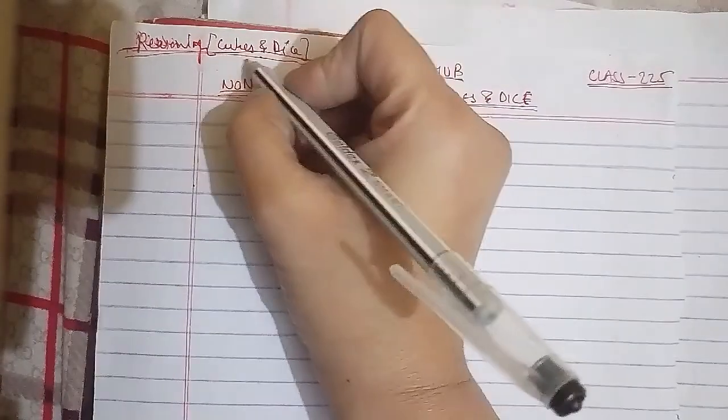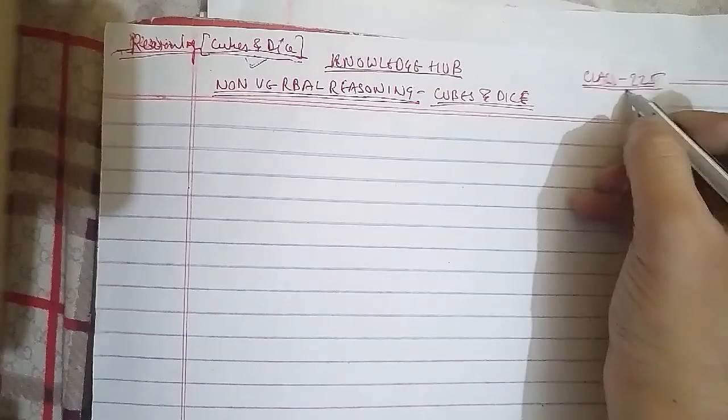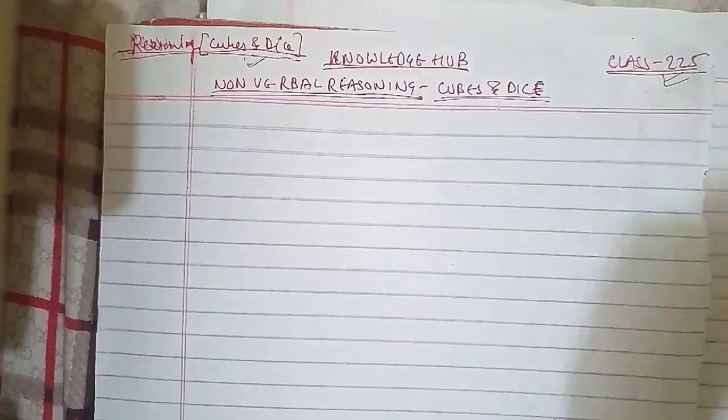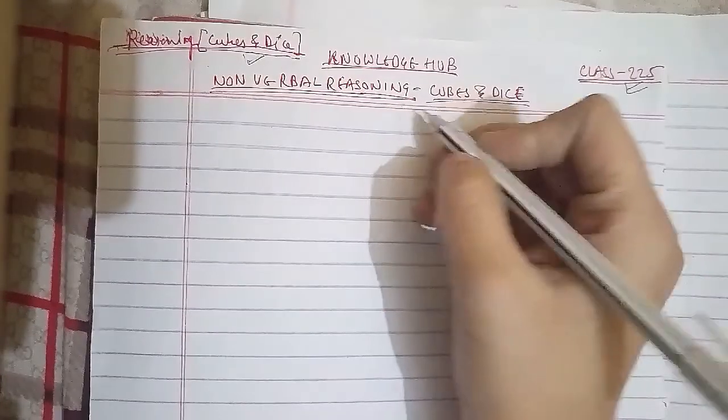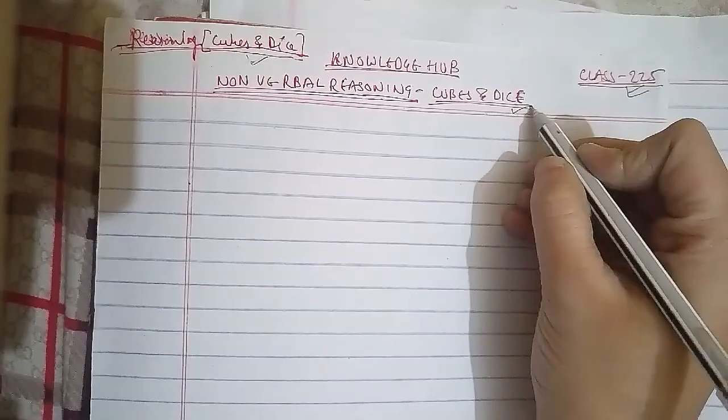Today we're going to start with discussing reasoning, which is the cubes and dice here. This is the 225th class of the sessions, and that is an important one as well. On the same note, today we're going to start with non-verbal reasoning, which is cubes and dice, that we have to talk about.